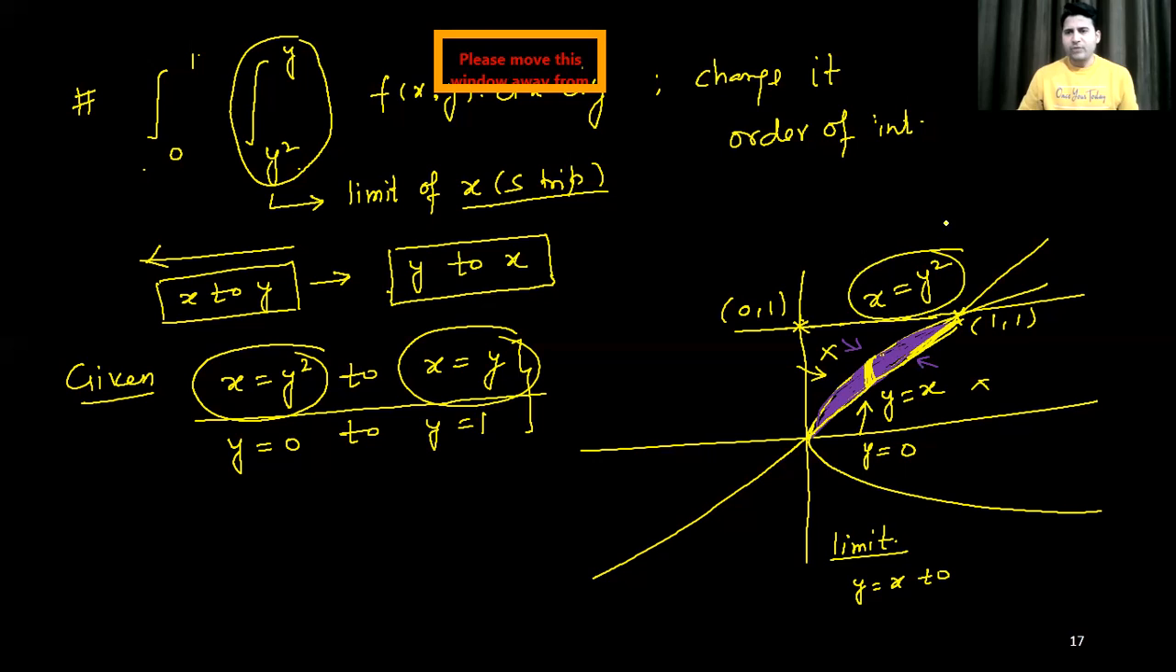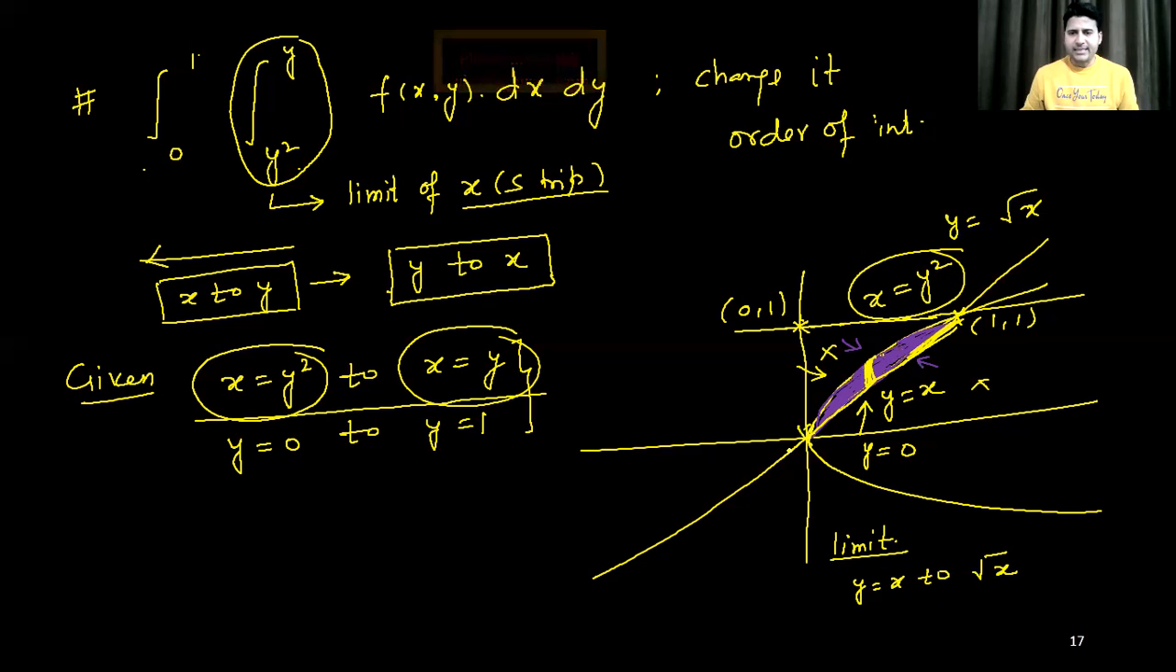Y square is equal to x, which implies y equals plus or minus root of x. But we should take only the positive one because we are dealing with the first quadrant. So x square becomes root x. What about y? Y is done.